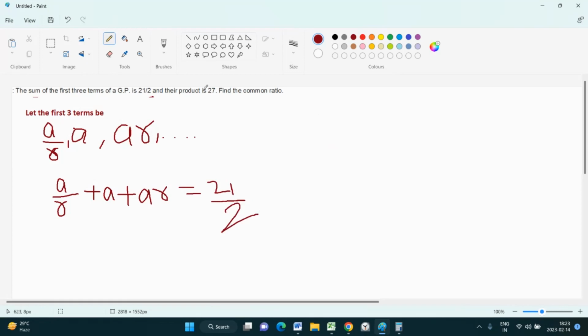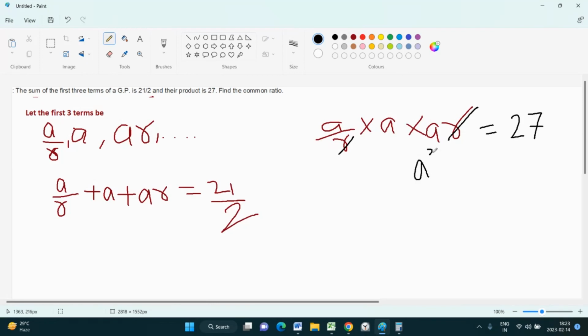Now I have the product also. A by R into A into AR. Now I will cut this R and this R. This is multiplied by, this is divided by, which is equal to 27. So A cube is equal to 27. A is equal to 3. 3 into 3 into 3.